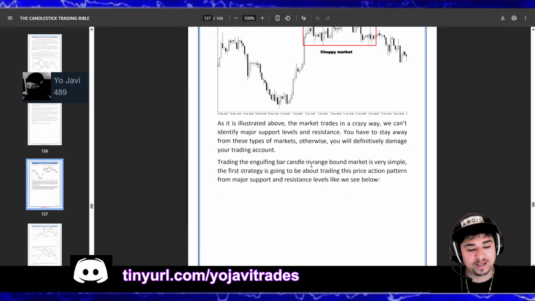So trading the engulfing bar candle in a range bound market is very simple. The first strategy is going to be about trading this price action pattern from major support and resistance levels like we see below.